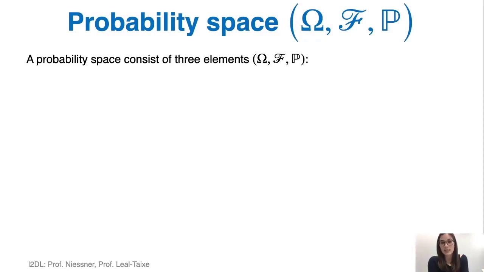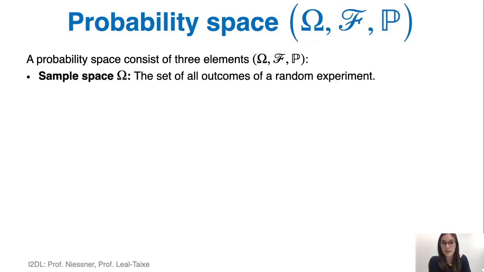So it's consisting essentially of three elements. The first element is our sample space, and it's denoted with the big omega. And the omega is describing a set which is representing the set of all possible outcomes of our random experiment.